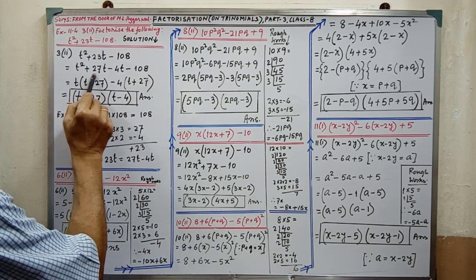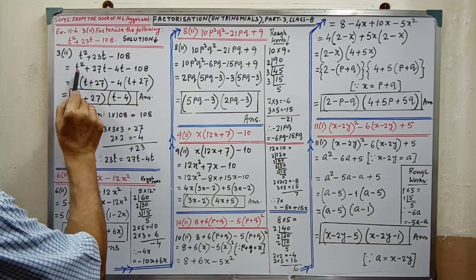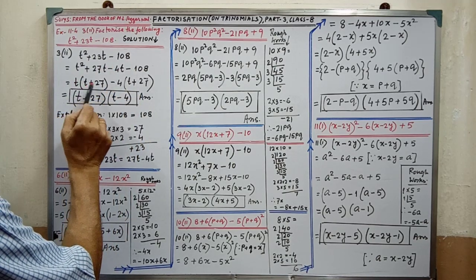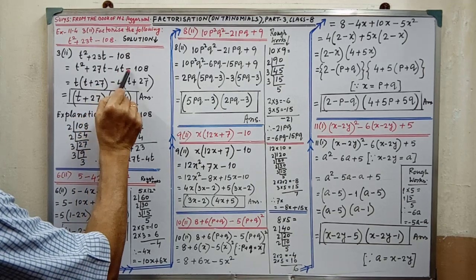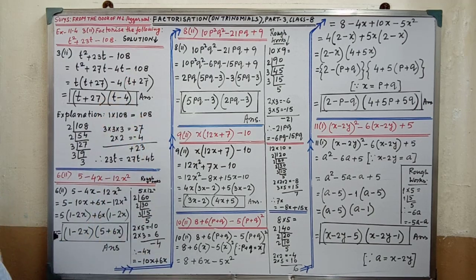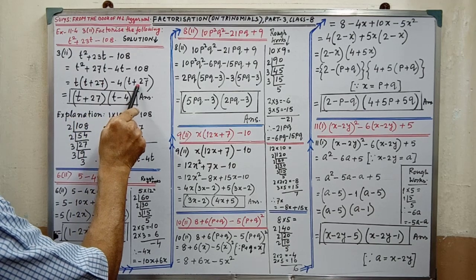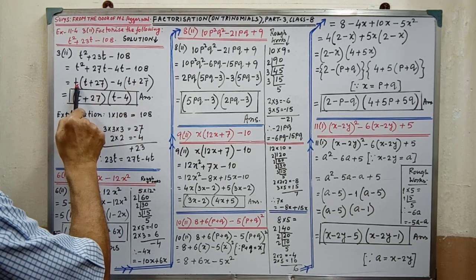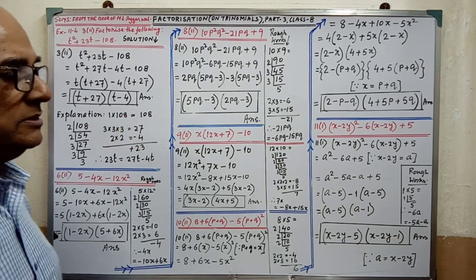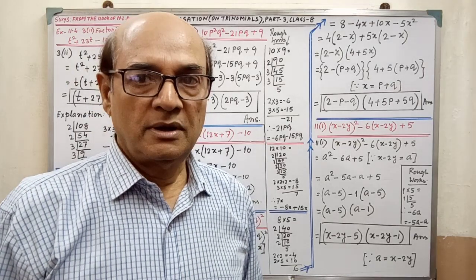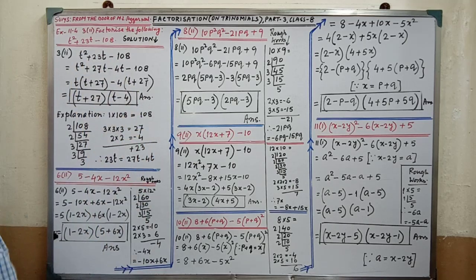Then by grouping, we have to take common from the first two and the other two. Here the common will be t, therefore t plus 27. Here the common will be minus 4. Minus we have taken common, so minus becomes plus. So t plus 27 and t plus 27 will be common. Then it will remain t minus 4. This is the answer. This explanation is not for the sum, this is for the sake of you. Up to this, from here to here you have to do.